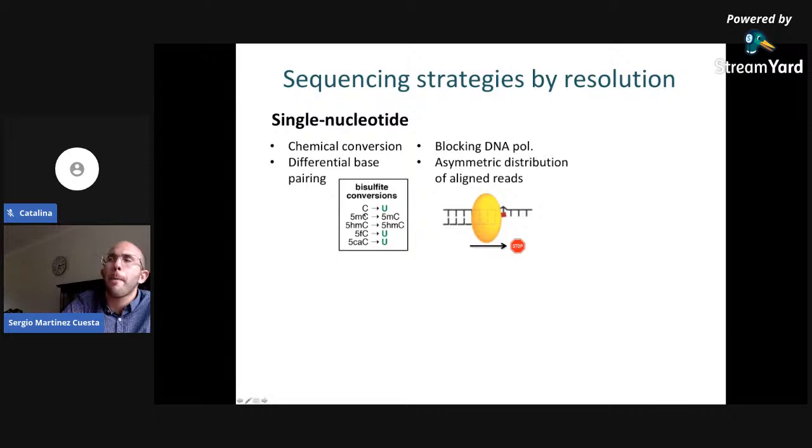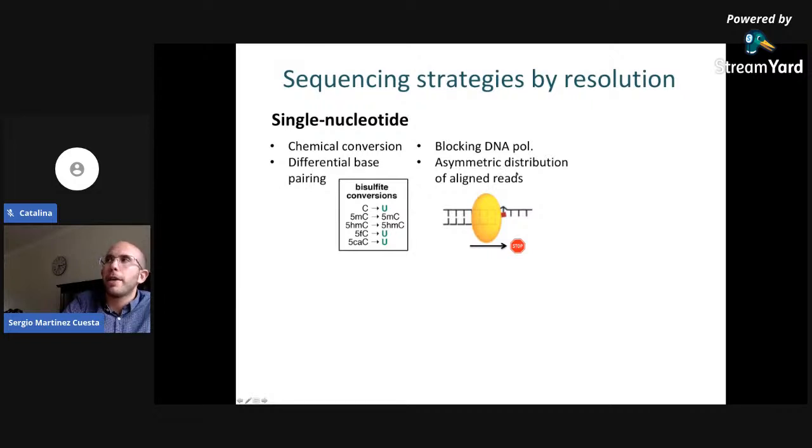And what you do there is that when you treat DNA with bisulfite, then cytosines, 5-formylcytosine and 5-carboxylcytosine, get converted into uracil, therefore they are read as Ts. However, these modifications, 5mC and 5hmC, remain as they are, and therefore they are read as Cs. So you can use this method to differentiate things that have been converted by bisulfite compared to things that haven't been converted.